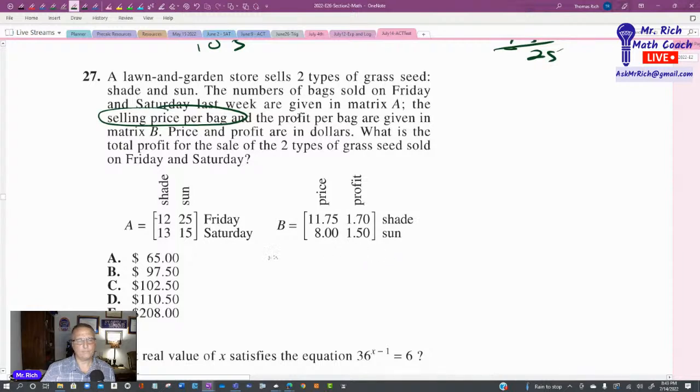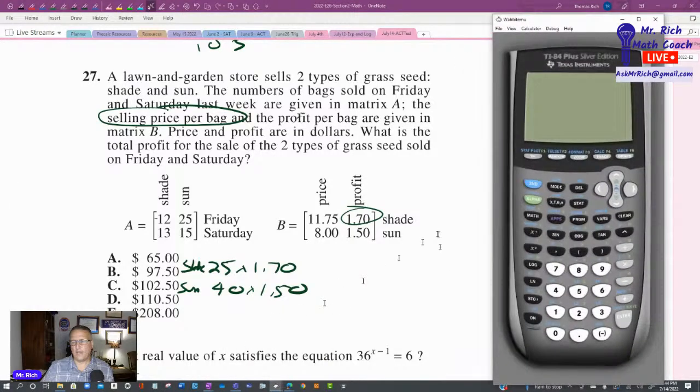Okay. So what am I going to do here? I sold 25 bags of shade. I'm not going to really take this as a matrix problem. 25 bags of shade, 40 of sun, and the total profit. These are profits per bag for shade. So it's 25 times 1.7 and 40 times 1.5. I think that's right. I'm going to give it a shot.